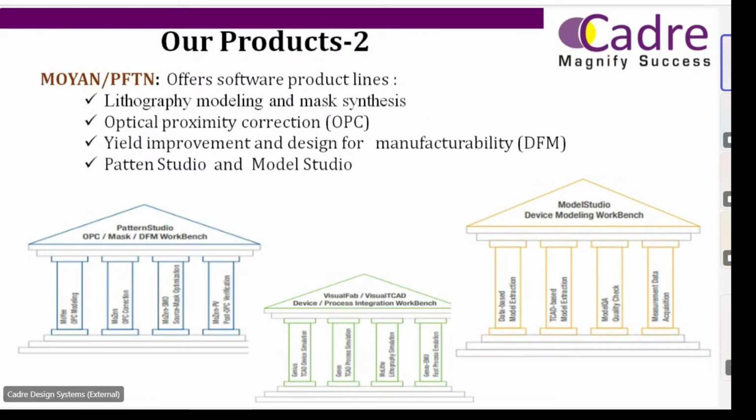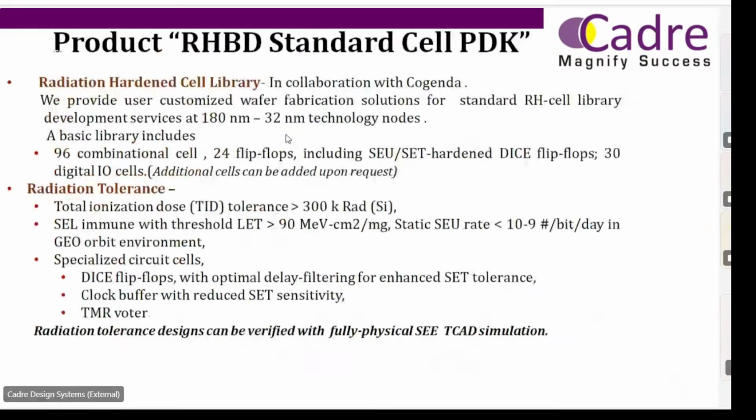Then for optical proximity correction, we have a different category. This is mainly useful for mask preparation. This product is mainly for the fabs, where they can do lithography simulation and produce masks. Then, as I told you, we are into radiation hardened PDK development, so we are also providing services. We have PDKs mainly for 180 nanometer, 130 nanometer, 90 nanometer, and 45 nanometer. 32 nanometer technology development is under process, mainly radiation hardened.